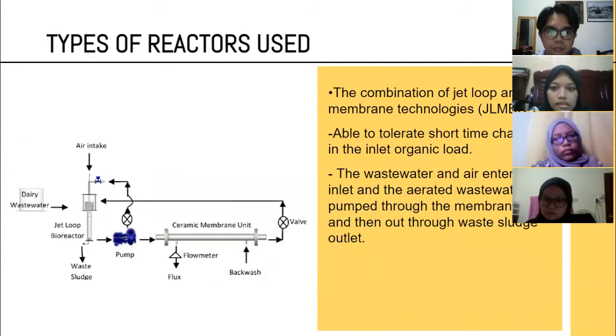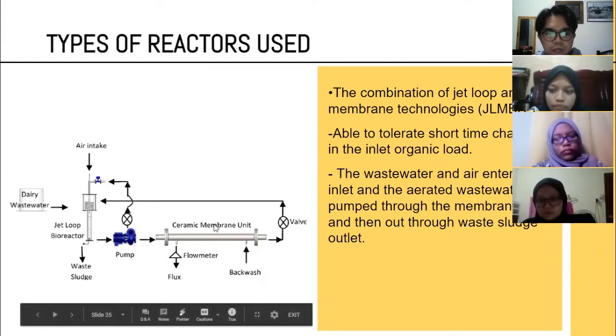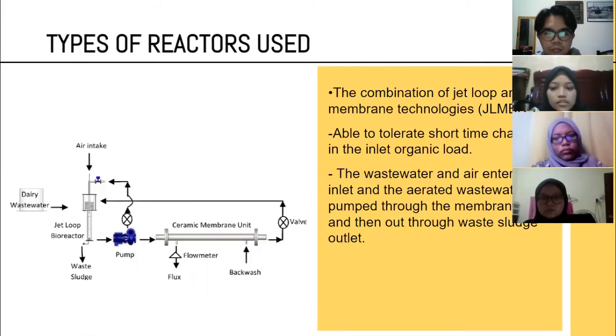Okay, next. Lastly, we have the combination of jet loop and the membrane technology, LMBR. It is able to tolerate short-time changes in the inlet organic loads, and the process is the wastewater and the air enter the inlet, and then the aerated wastewater is pumped through the membrane unit, and then will go out through the waste sludge outlet.